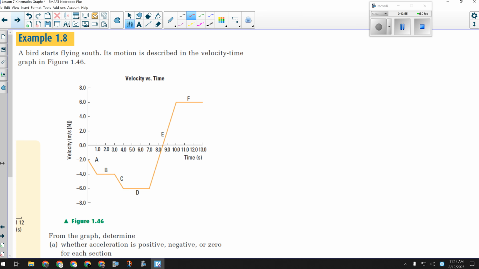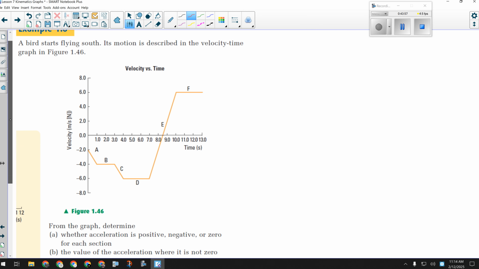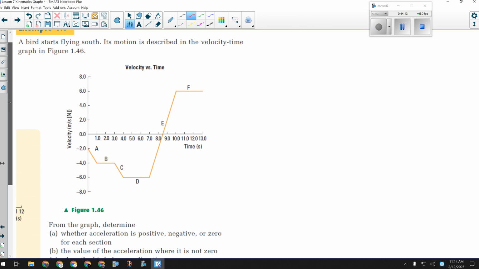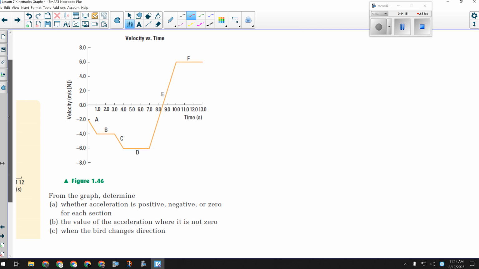This graph here, a bird starts flying south, and then its motion looks like this. This is a velocity versus time graph. For part A here, actually, you know what? I'm going to have you guys answer these questions using this graph here. Answer those 3 questions. It won't take you very long. I'll give you a couple minutes on that, and then we'll talk about it. Mostly here, I'm worried about C. I really want to talk that one over to see how many people get it.